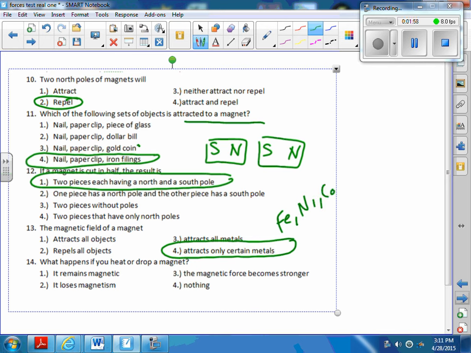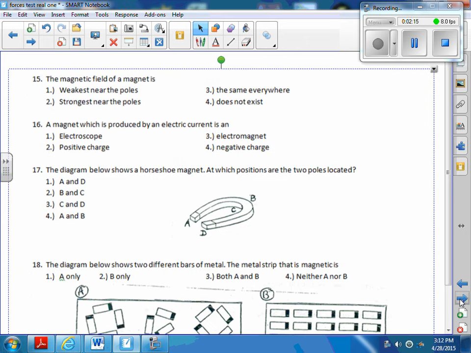What happens if you heat or drop a magnet? It loses some of its magnetism. It becomes a weaker magnet, and it could lose all of its magnetism if you heat it up too much. The magnetic field of a magnet is strongest near the poles. Remember that lab that we did? These all come from the labs.